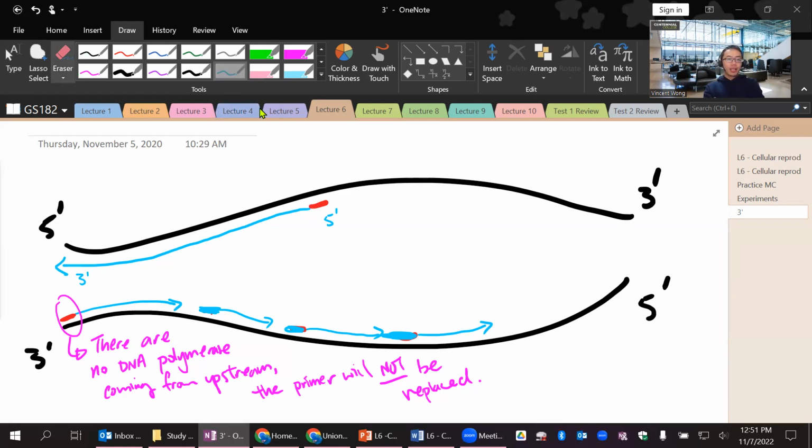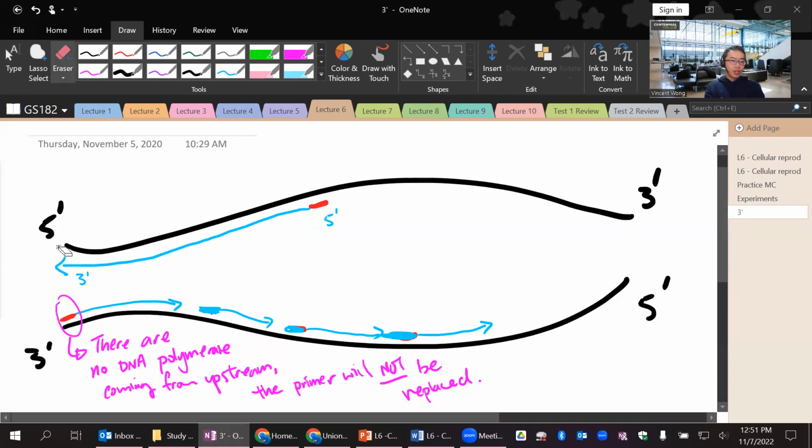Same thing over here. Okay, so this is fine. This goes all the way to the end. Everything is copied. But as you open up more of the fork on the other side, you're going to need another primer and another primer and another primer. So polymerase 3 will go this way, and then this will get replaced, this will get replaced, this will get replaced. But same story here. This will be lost, will not be copied, because there's no polymerase coming from upstream, from before it. So the primers will not be replaced, and then it will just be gone.